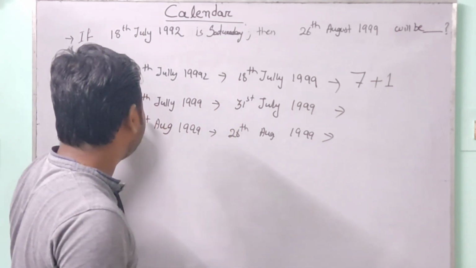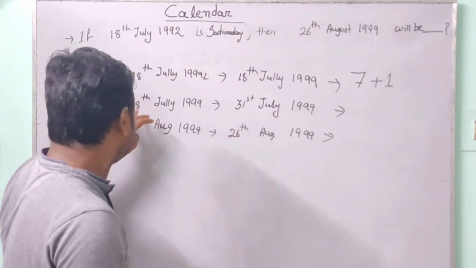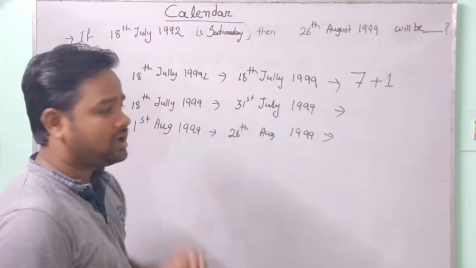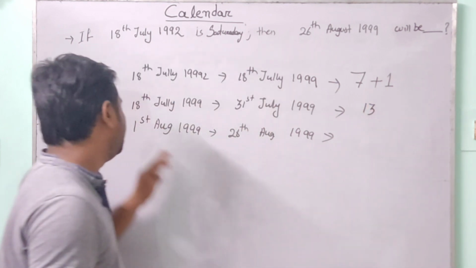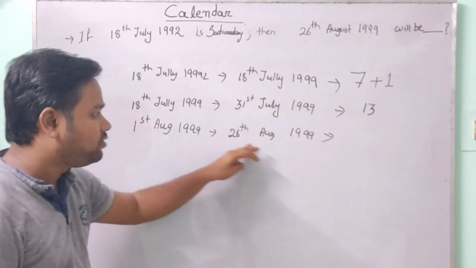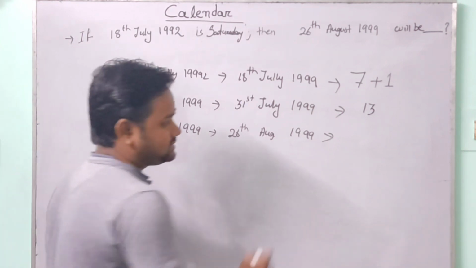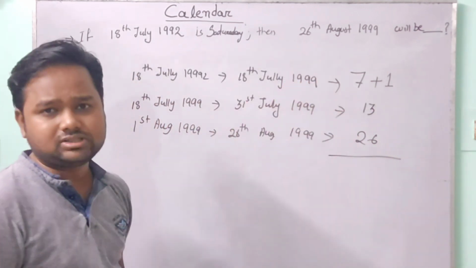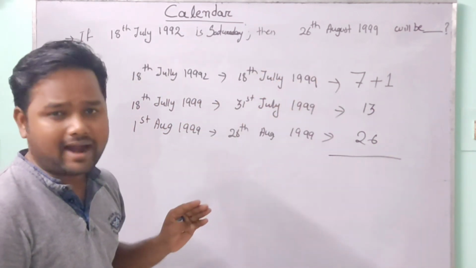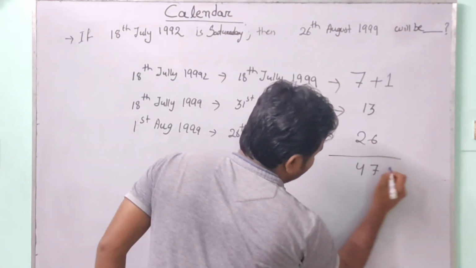Next we have to check from 18 July 1999 till 31st July 1999. Here from 18 to 31st we have 13 days. Next from 1st August to 26th August, there are 26 days. So now my aim is to add all these things. Here if I add the 3 terms, I can get, it will be 47 days.